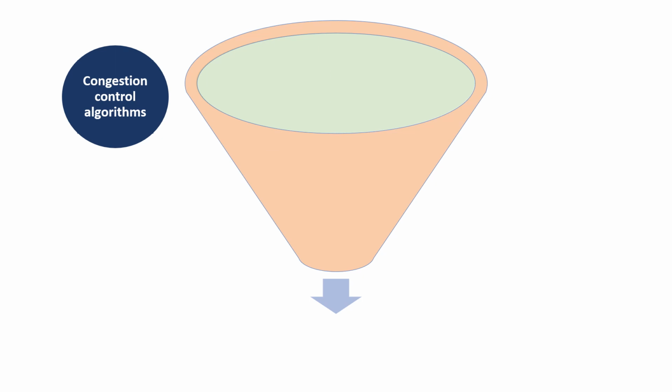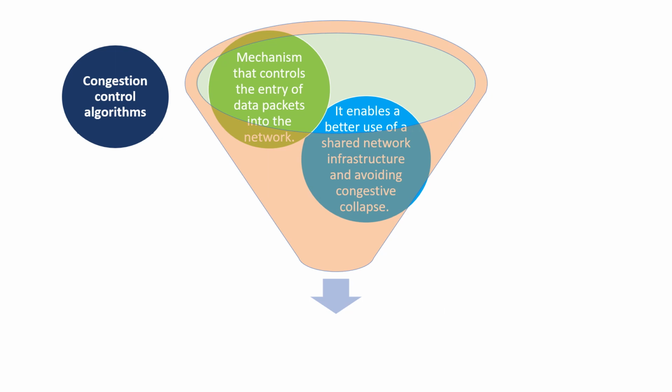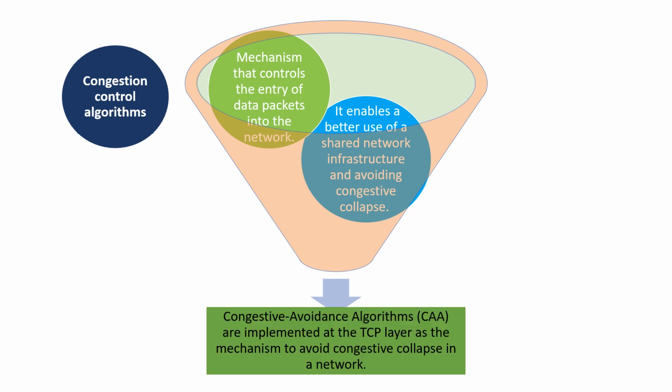We can see first what these congestion control algorithms are. They are the mechanisms that control the entry of data packets into the network, and also enable a better use of the shared network infrastructure and avoid congestive collapse of the network. These congestion avoidance algorithms are implemented at the TCP layer as the mechanism to avoid congestive collapse in the network. And there are two types of algorithms. They are the leaky bucket and token bucket algorithms.